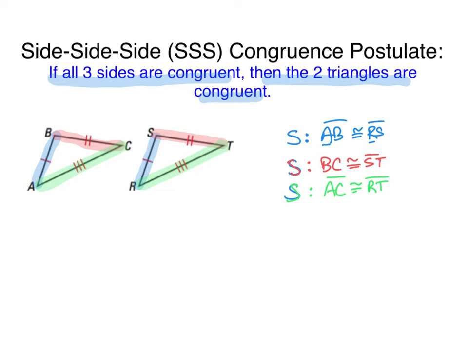And the last thing we want to do is we want to make what's called a congruence statement. And a congruence statement is just exactly what we figured out. Because of SSS, we now know that triangle ABC is congruent to triangle.